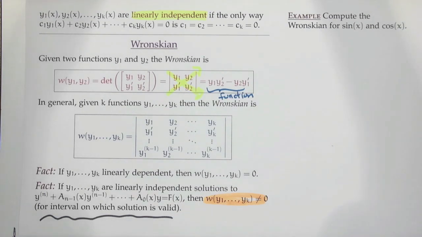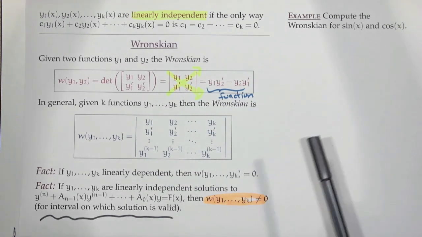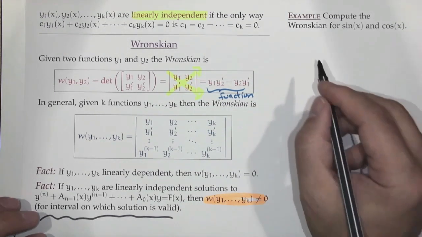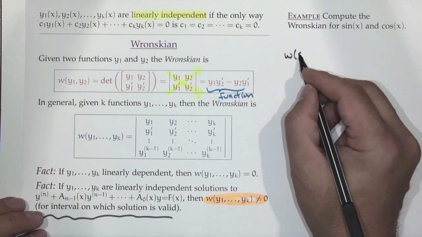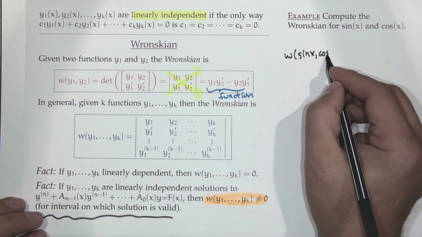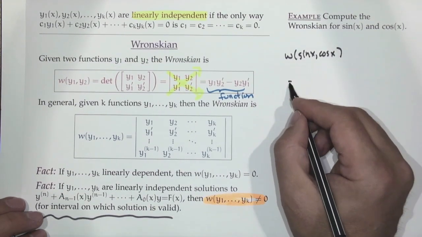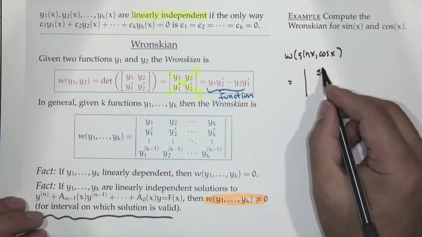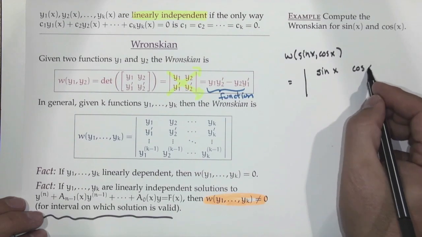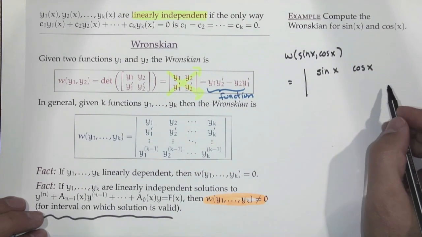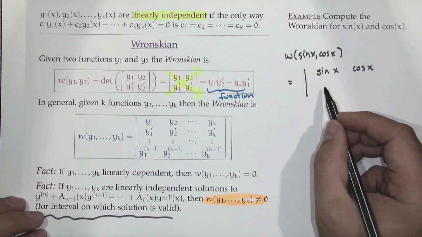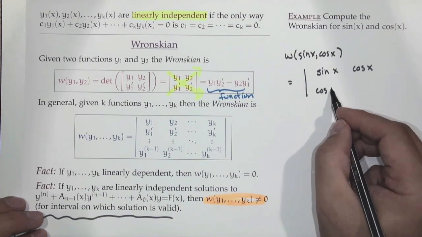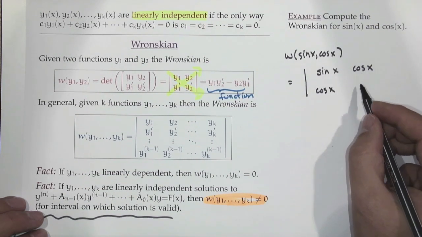But let's do a quick example, because we should do a quick example. All right, compute the Wronskian for sine x and cosine x. What we do is we set up a matrix. The top row are the functions, sine x, cosine x. The next row are the derivatives. So what's the derivative of sine? Cosine. What's the derivative of cosine? Negative sine.